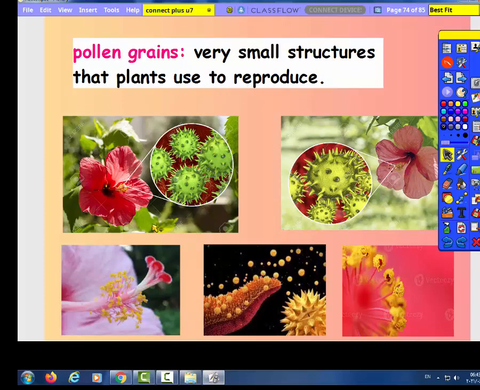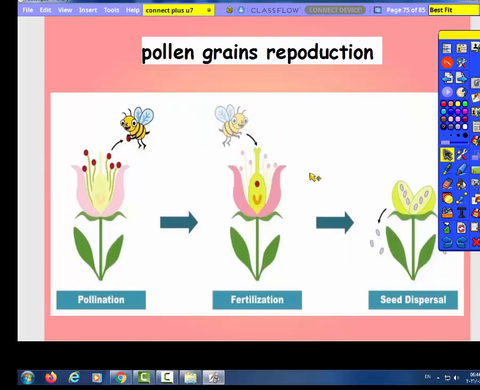How can the plants reproduce? The plants reproduce in two ways. Look here. We have two flowers and there is a bee in the middle. Plants can reproduce by insects or birds or wind. Look at this bee. This bee will carry pollen grains from this flower to another flower and throw it on the other flower.